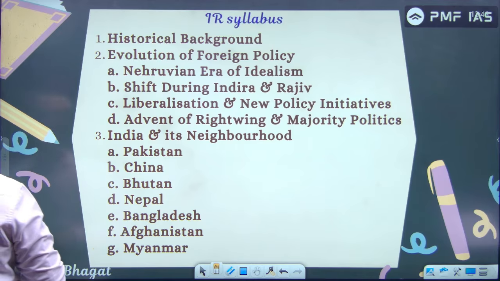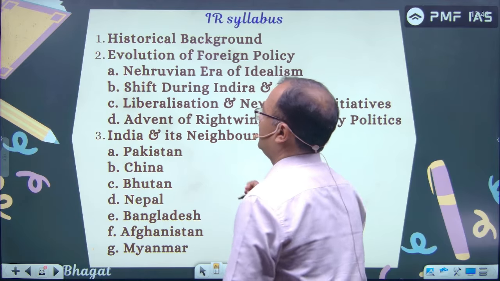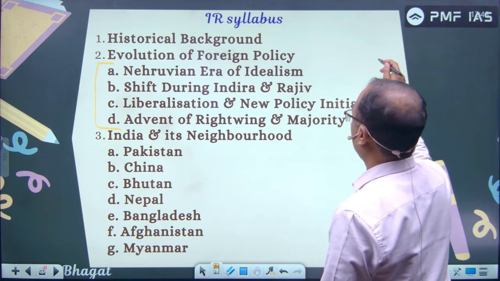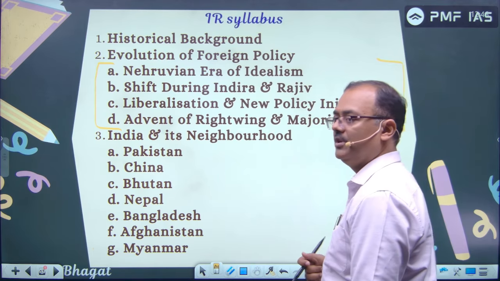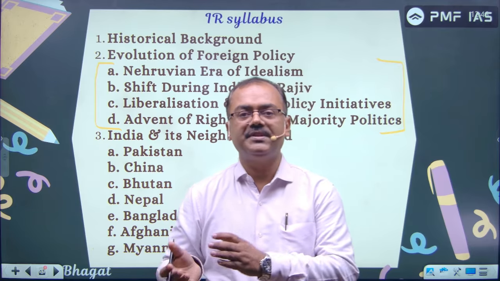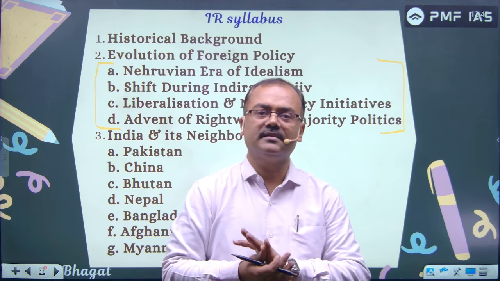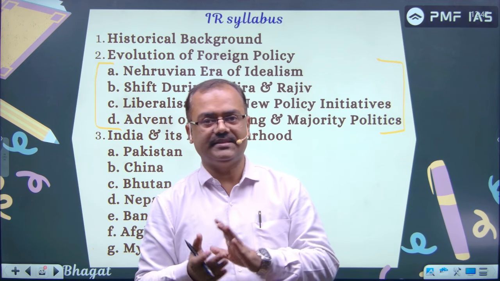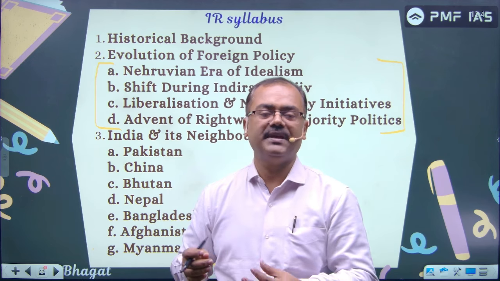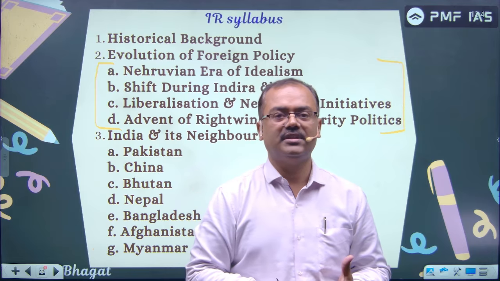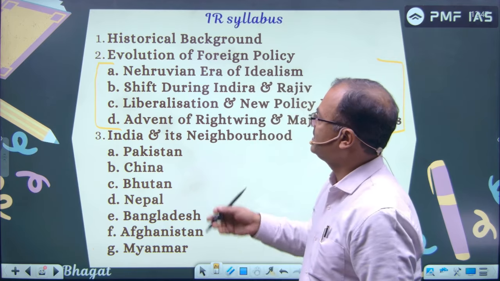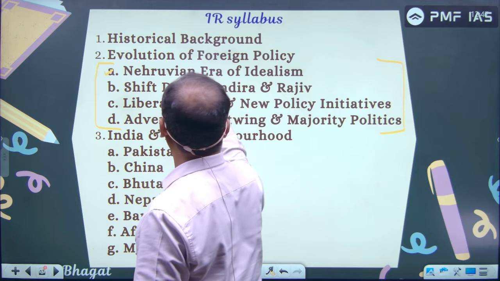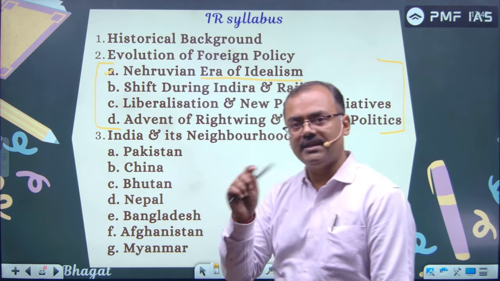So we have evolution of foreign policy. We have 4 different approaches or eras which influenced India's policy. Our present foreign minister S. Jaishankar has also classified the evolution of foreign policy in 6 phases. I am not picking his approach, I am picking the approaches taken by other scholars, other thinkers. So first, in the evolution of foreign policy, the first phase is the Nehruvian era of idealism, that you should list.